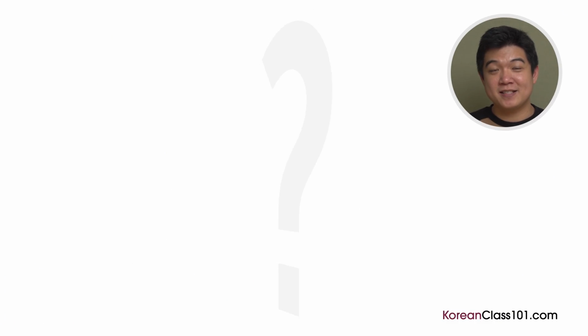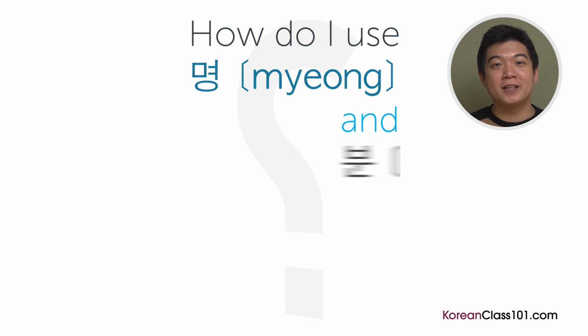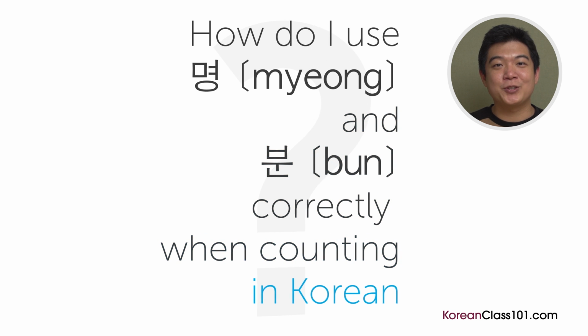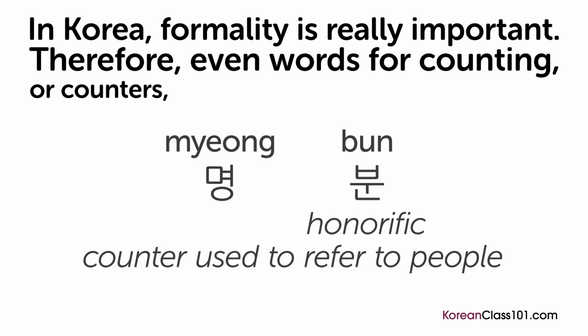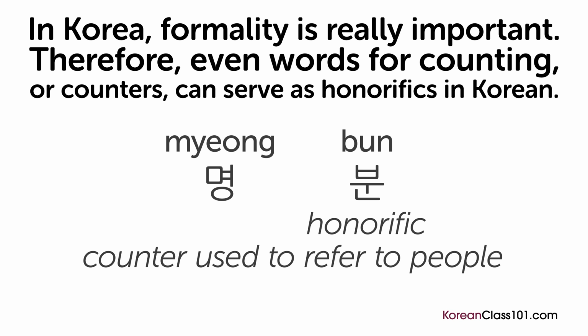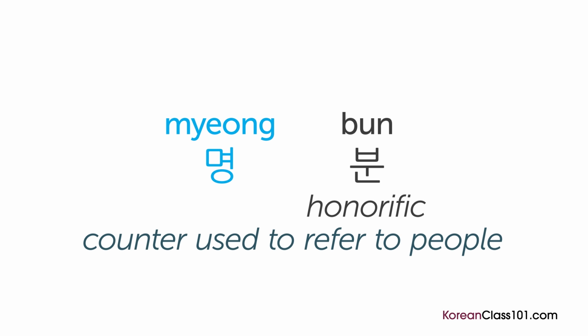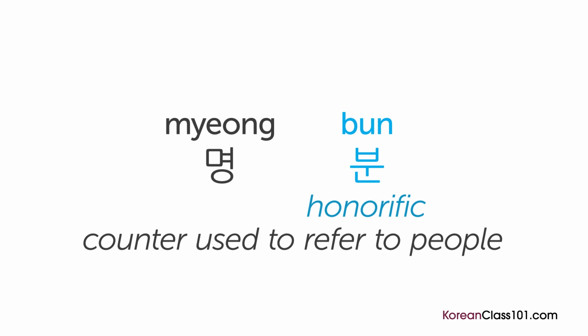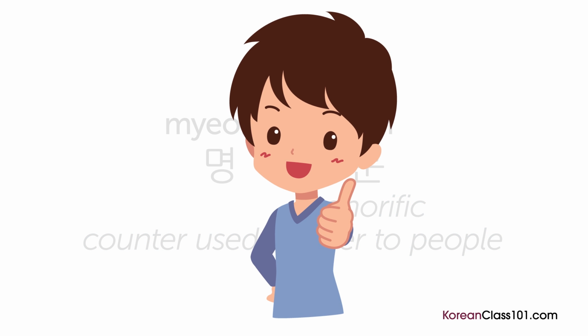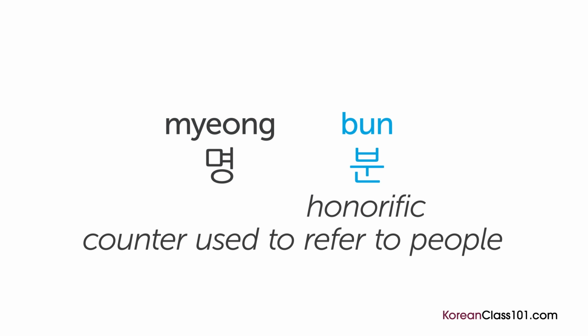The question for this lesson is, how do I use 명 and 분 correctly when counting in Korean? In Korea, formality is really important. Therefore, even words for counting or counters can serve as honorifics in Korean. For example, 명 is a counter used to refer to people. However, when you're talking about people who are older or of a high status, you should use 분. It's an honorific counter used to refer to people. Let's do some examples so you can learn how to use 명 and 분 correctly.